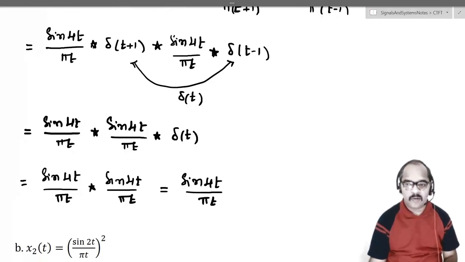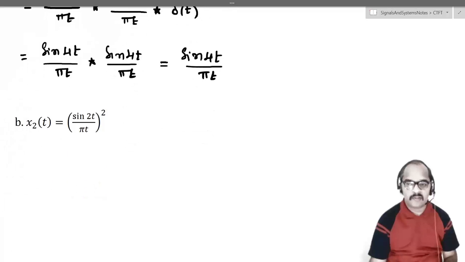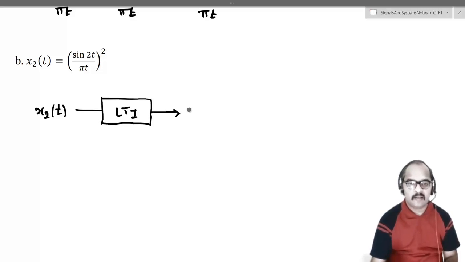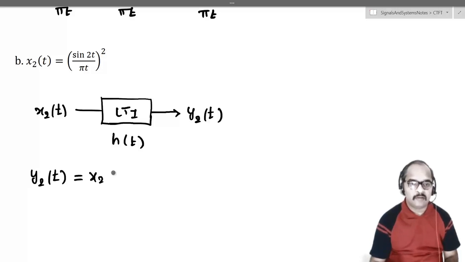Okay, yes, same problem. The question is we have to find the output of the system if the input is this one. So let us again draw the block diagram. Question is, if you give x2 of t as the input to the LTI system, and let the output be y2 of t, and what is the impulse response of this system? Sorry, it is the same LTI system, so the impulse response would be the same h of t. So what is the relation between these three guys? We see that y2 of t is equal to x2 of t convolved with h of t.